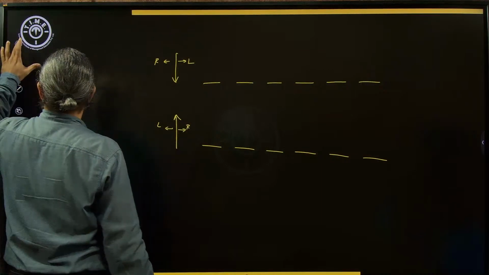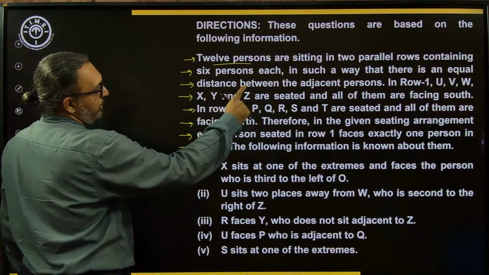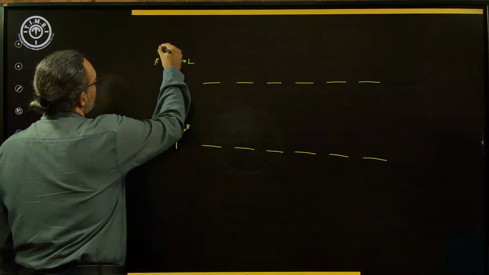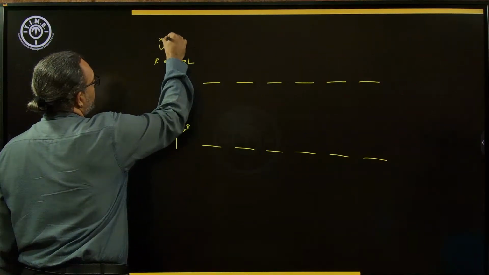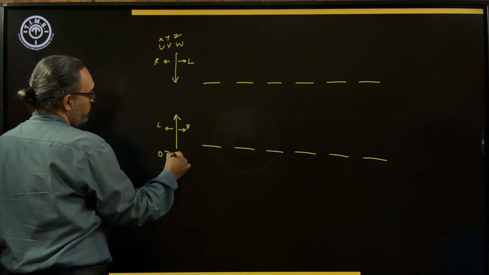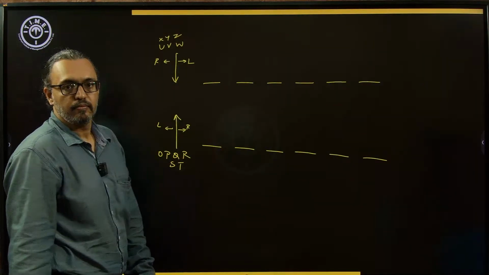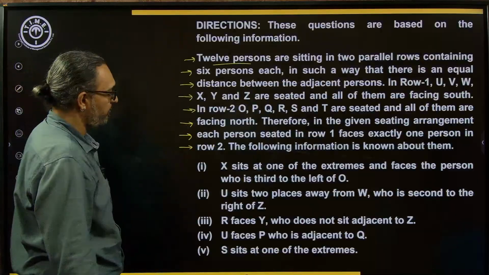Correct? So now we have UVWXYZ is south. Oh, UVWXYZ. And then OPQRST facing north. Correct. Okay. So now let's see.